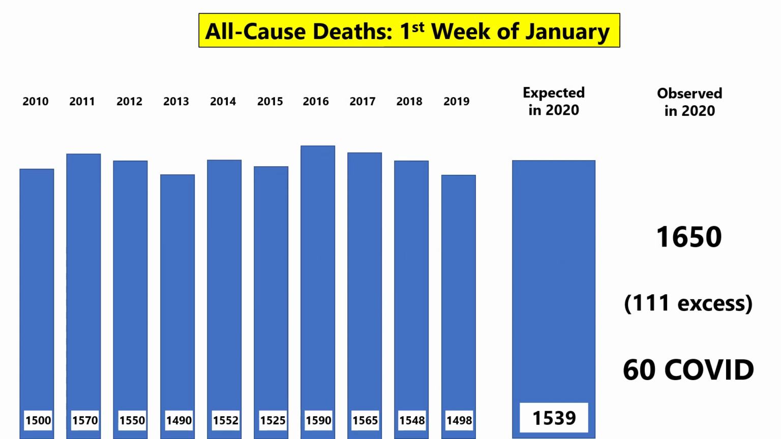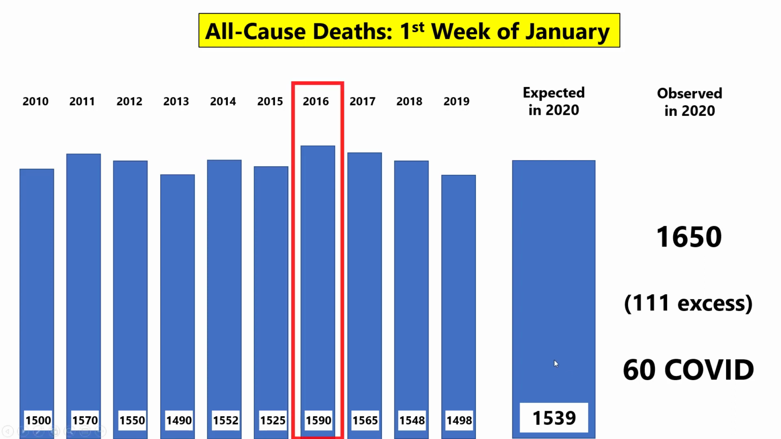Or what about this? Let's say in 2020, look over at the right here, we have 1,650 all-cause deaths during this week. That's 111 higher than our expected number of 1,539. So there are 111 excess deaths. We only had 60 COVID-specific deaths. So the authors of this paper might have concluded that the other 51 deaths were undercounted COVID deaths.